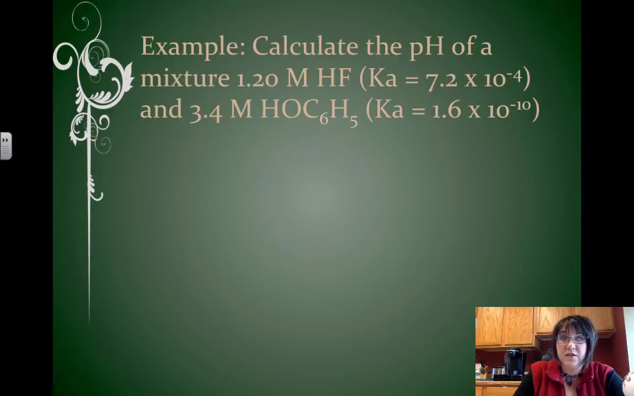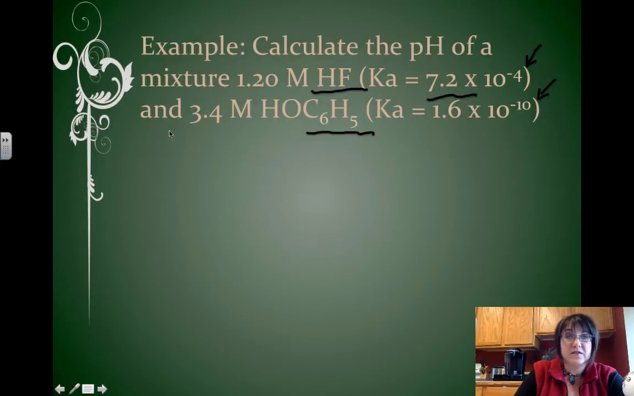So we have a mixture of hydrofluoric acid, which is a weak acid, and benzoic acid, also weak. Since the Ka of HF is much larger than the Ka of benzoic acid, I suspect this will have the most influence on our pH. But let's see how to work this through.